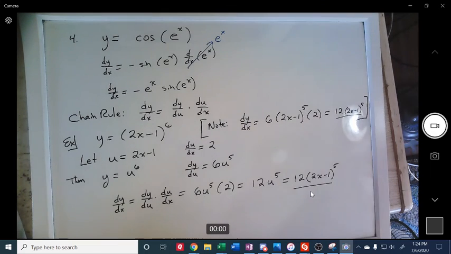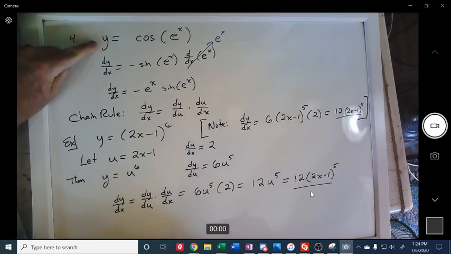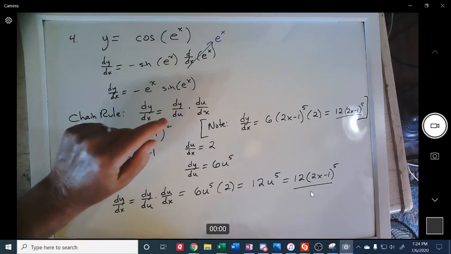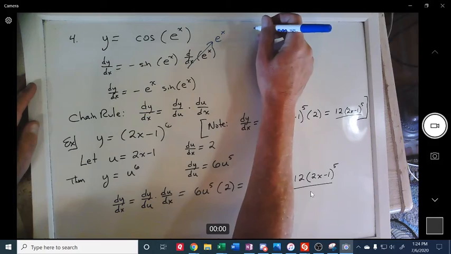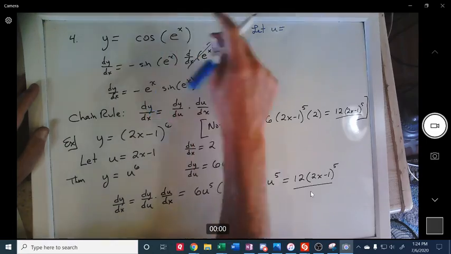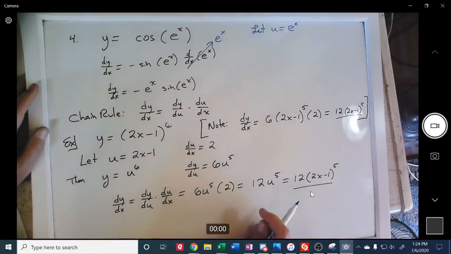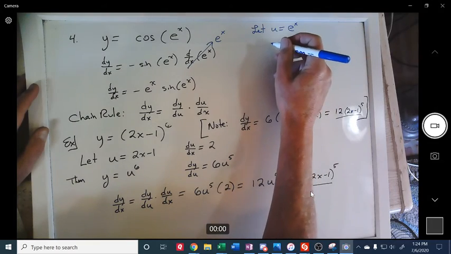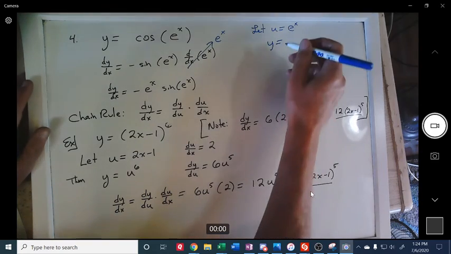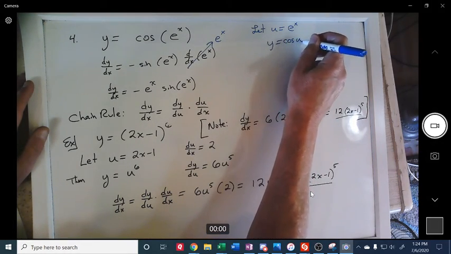All right. So we can look at all of these problems this way if we wanted to. We could come back to this earlier one here. We know this derivative turned out to be negative e to the x sine e to the x. If we had done it with this notation, we would have done it like this. Let u equal the innermost e to the x. And then we could rewrite y without using x's. It would be just cosine of u.